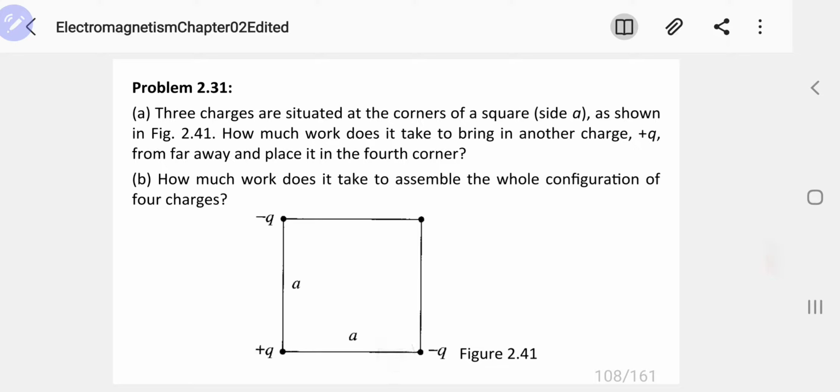Problem 2.31. You bring in 4 charges, and these charges are in square configuration, and then you can calculate the work in bringing these charges. So just read the problem and then analyze it.